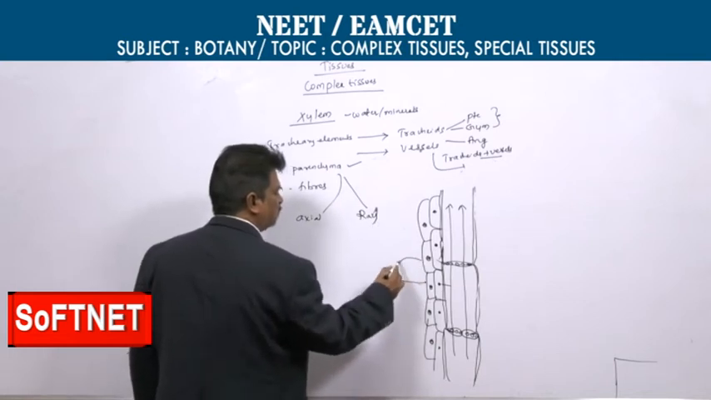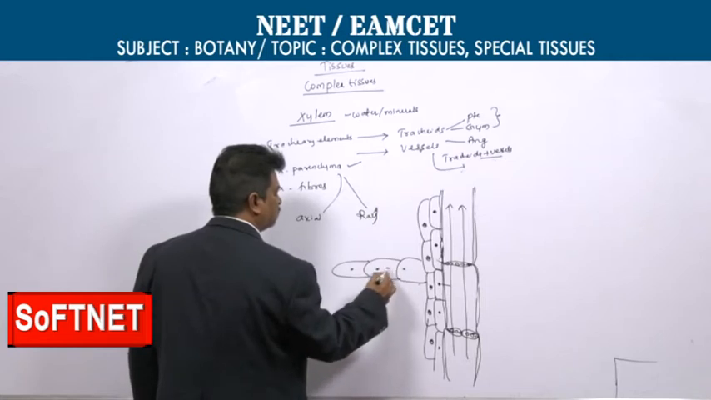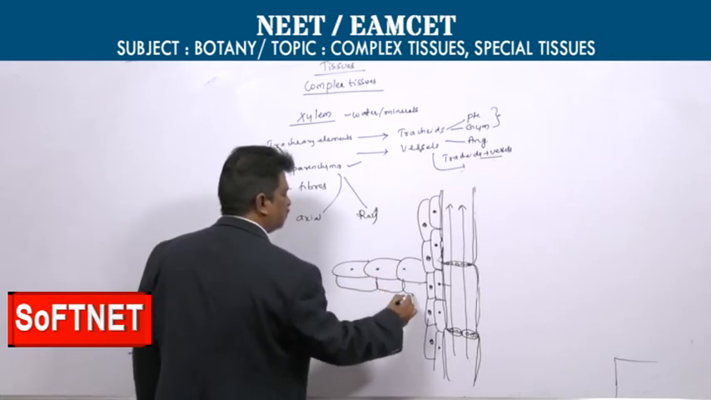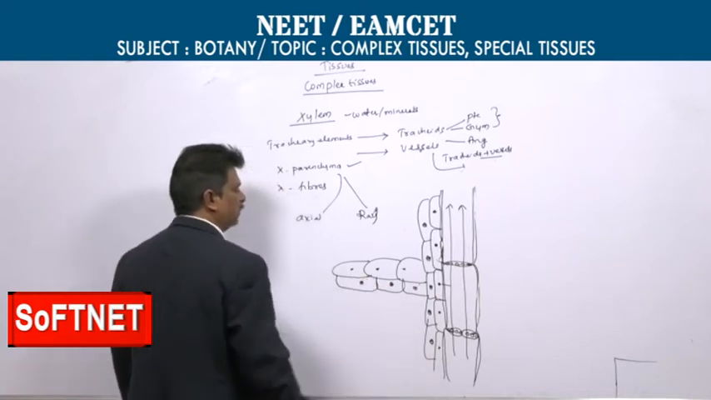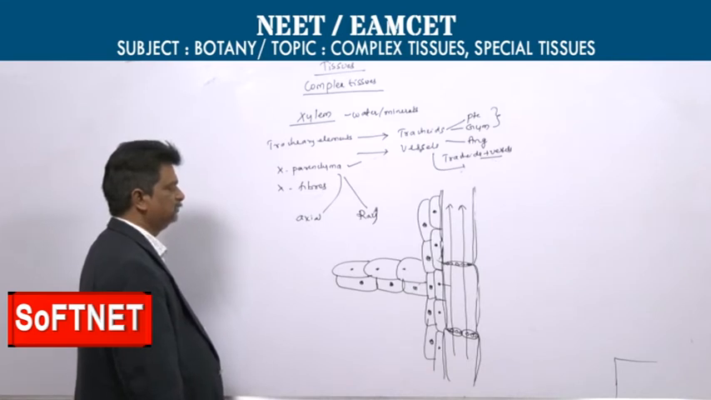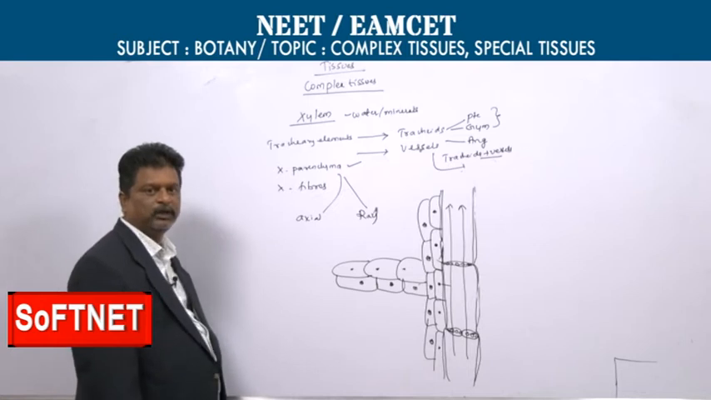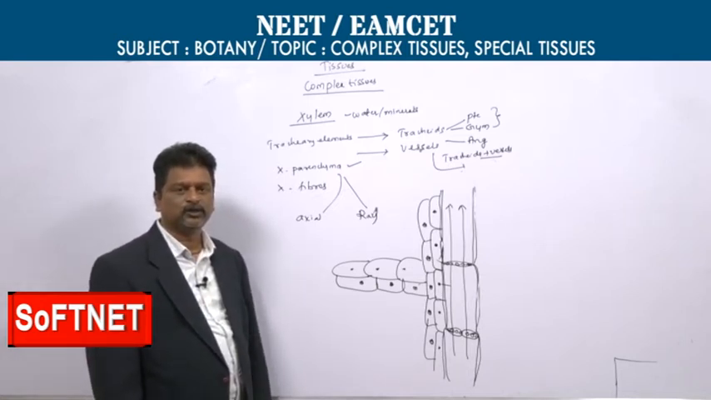Then next one, ray parenchyma. Ray parenchyma means they are arranged in radial rows, and ray parenchyma is present in secondary xylem. Actually, the function of xylem parenchyma is that it helps in storage. It stores starch and also fats.